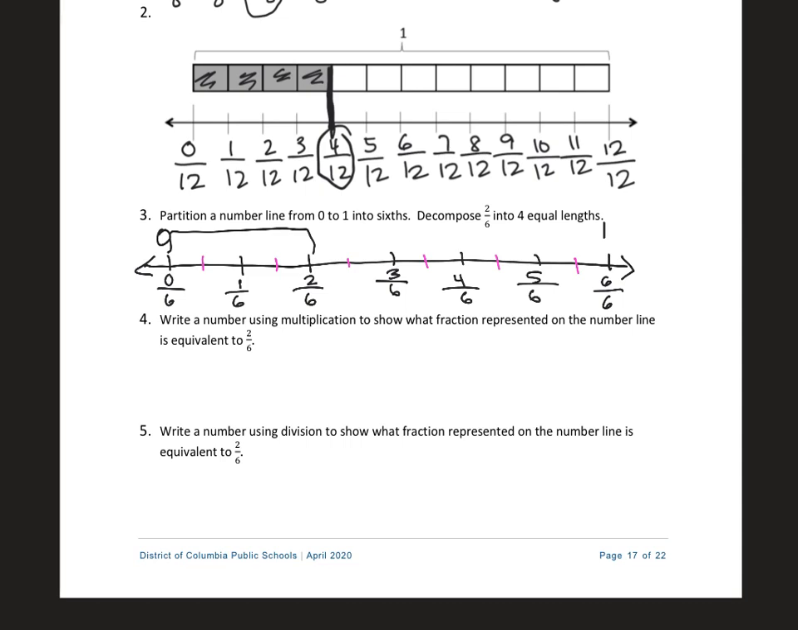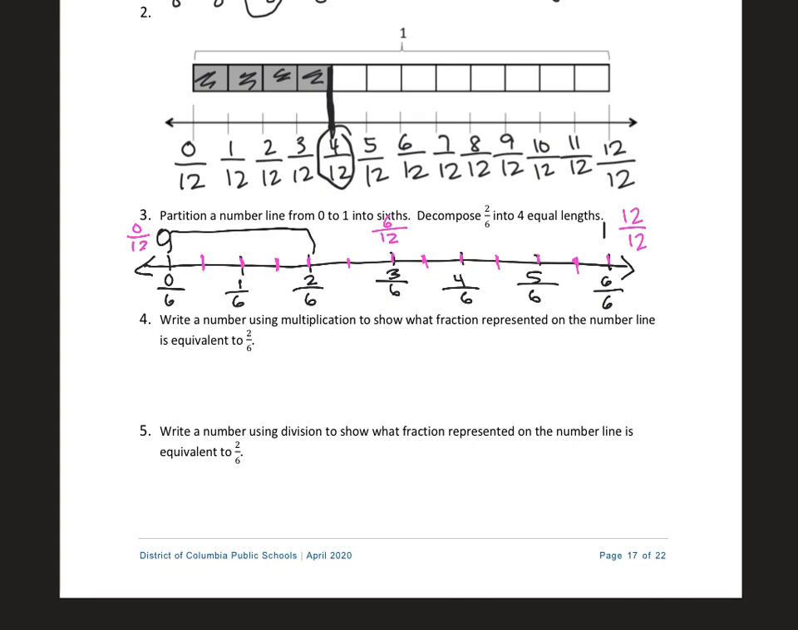So now instead of 6 total pieces, I have 1, 2, 3, 4, 5, 6, 7, 8, 9, 10, 11, 12 total pieces, right? So this is going to be the same as 0 twelfths now, right? 3 sixths, if I do twelfths in half, this is going to be the same as 6 twelfths. And 1 whole is going to be the same as 12 twelfths.